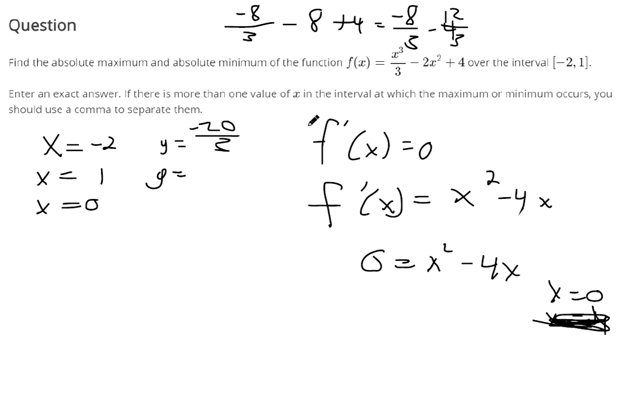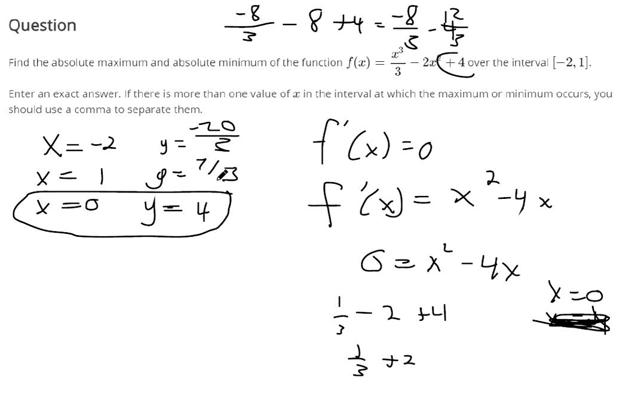Let's check out the other ones though. If you plug in x equals 1 into the function, you get 1/3 subtracted by 2 plus 4. So that's 1/3 plus 2. So that's 1/3 plus 6 over 3. That makes 7 over 3. And then if we plug in x equals 0, we get 4. Okay, so on this interval, y equals 4 is the largest possible value that occurs at x equals 0.